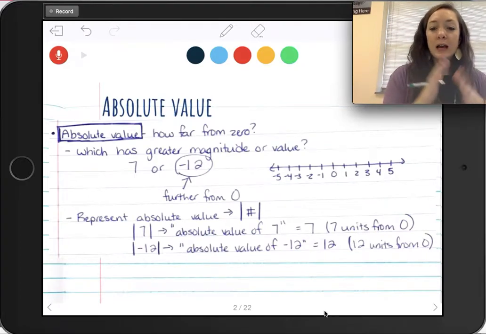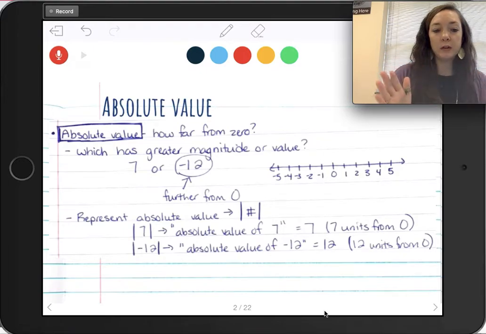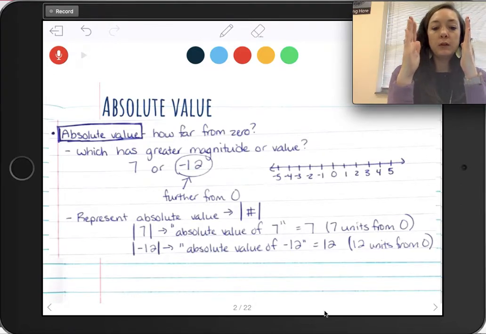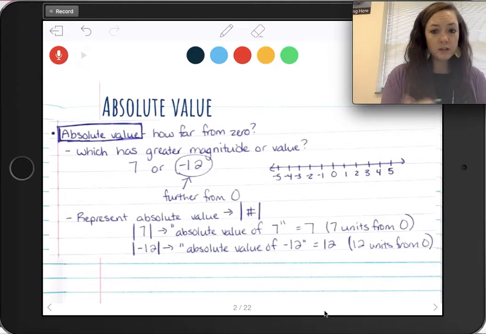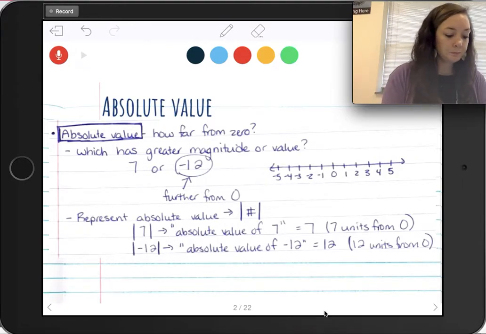So let's just review really quickly absolute value. Remember, that's how far from zero that number is, or which one has the greater magnitude. So we have 7, we have negative 12. Which one is further from zero? Negative 12 is further from zero, even though it's more negative. So just a reminder, we put those two bars on either side of the number when we're asking for absolute value. And I'll show you in just a sec why we're talking about this.